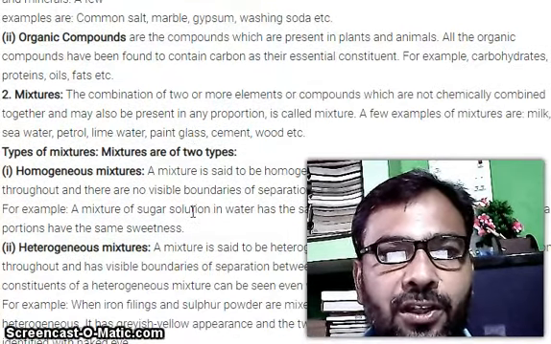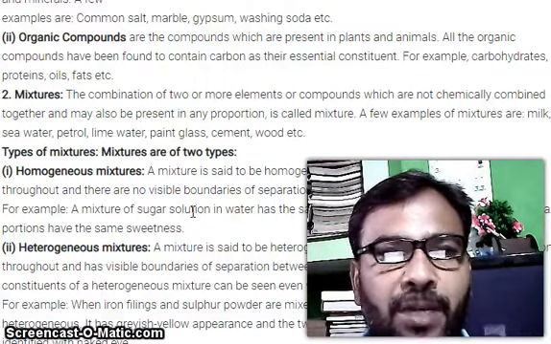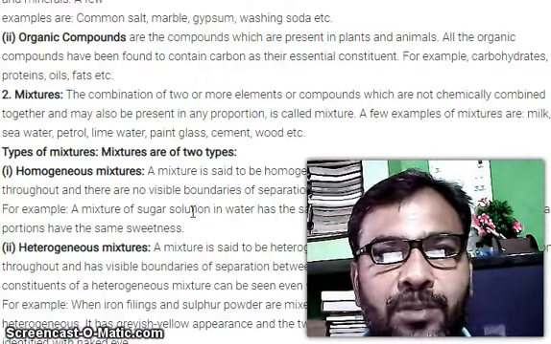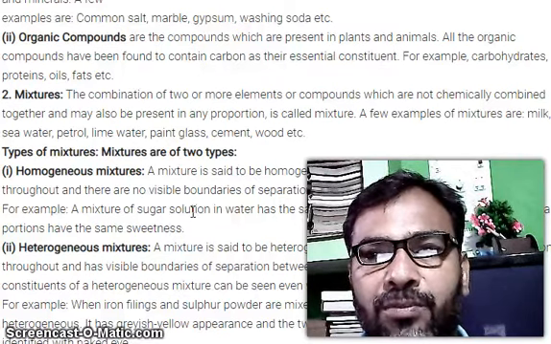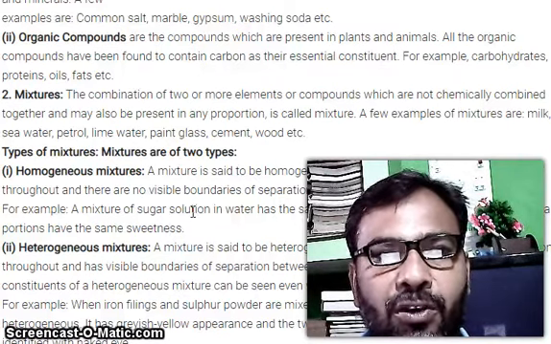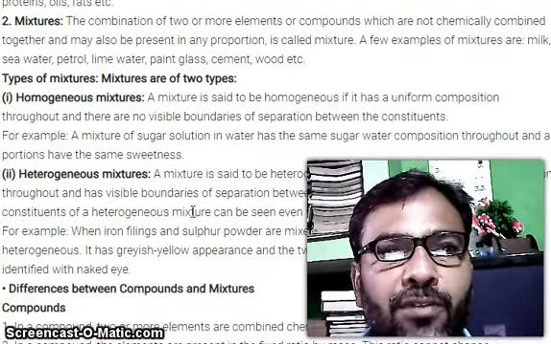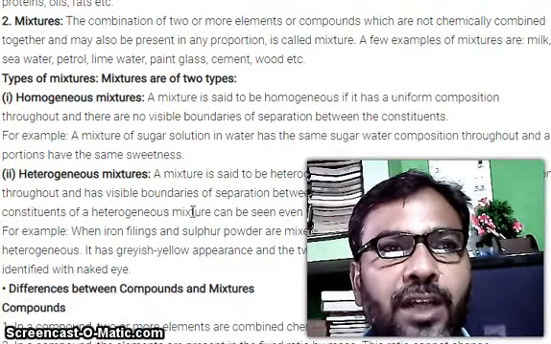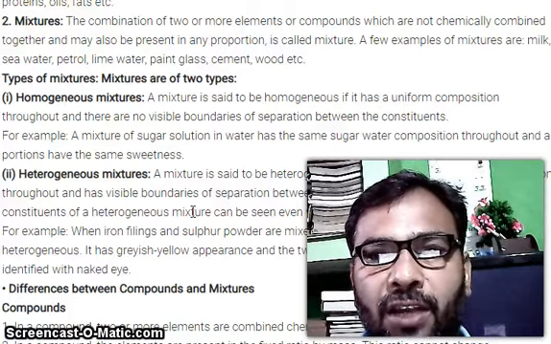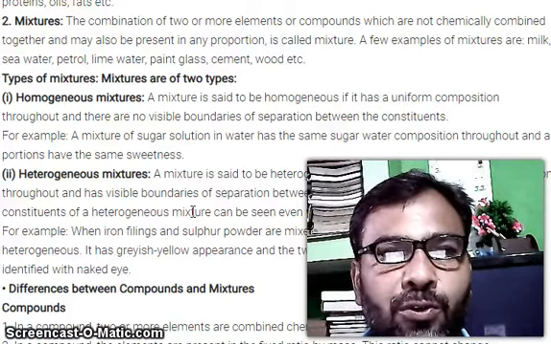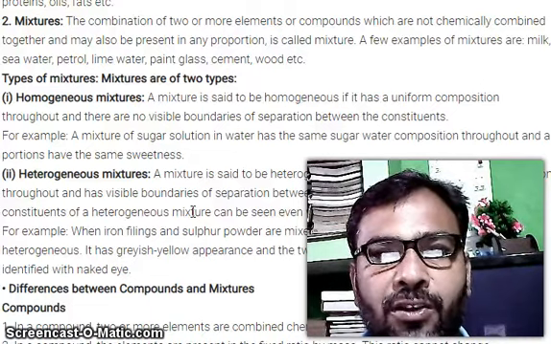What is a mixture? The combination of two or more elements or compounds which are not chemically combined together and may be present in any proportion is called a mixture. A few examples of mixtures are milk, seawater, petrol, lime water, paint, glass, cement, wood. Types of mixtures: mixtures are of two types. Homogeneous mixture: a mixture is said to be homogeneous if it has uniform composition throughout and there are no visible boundaries of separation between the constituents.